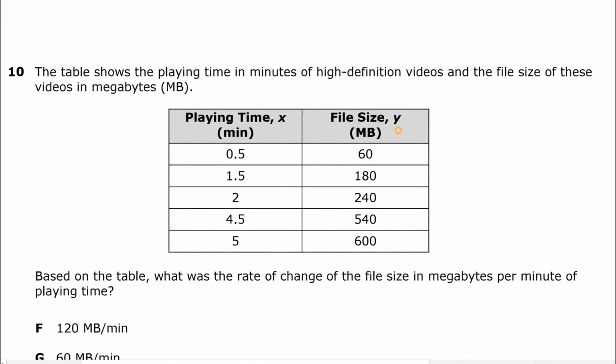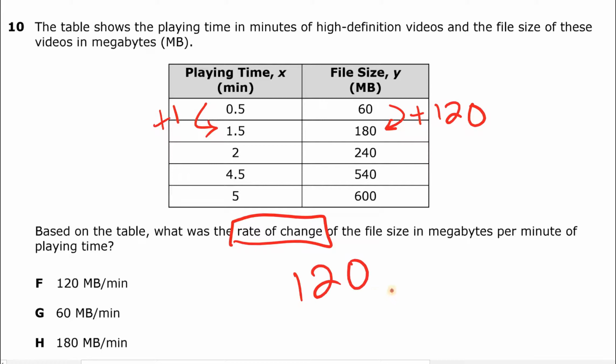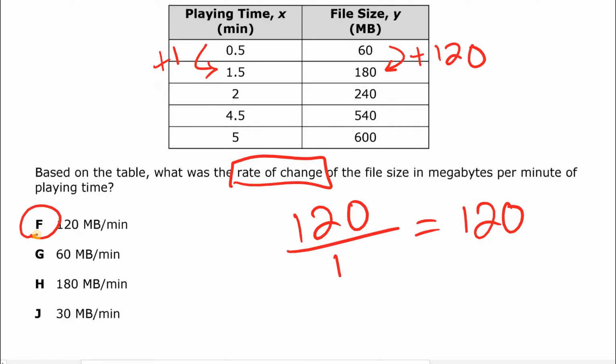All right. 10 is another one that's simply asking for rate of change. That's how much it's growing by. From 60 to 180 is plus 120. From 0.5 to 1.5, it grew 1. So that's 120 over 1. That's as simple as it gets, 120.